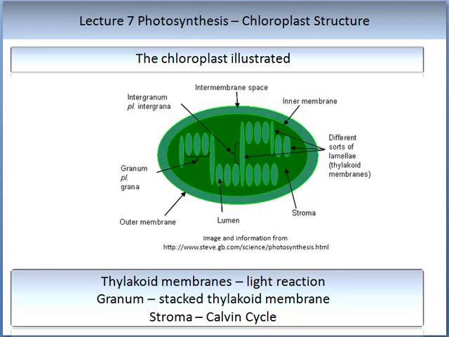Inside the chloroplast is a liquid, and this liquid is called the stroma. In this liquid is the location of the Calvin cycle, or non-light requiring cycle. But we will cover more about the Calvin cycle in the second lecture.